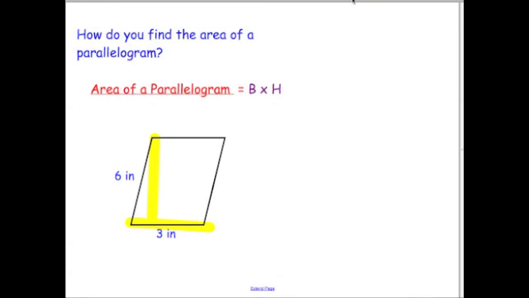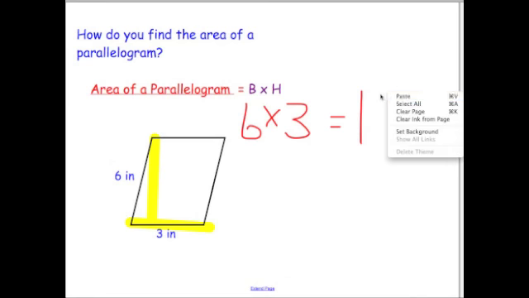We just need to label it. So all we do is just multiply. 6 times 3 is 18. And our units are inches. So since we did area, we're going to label it inches squared.